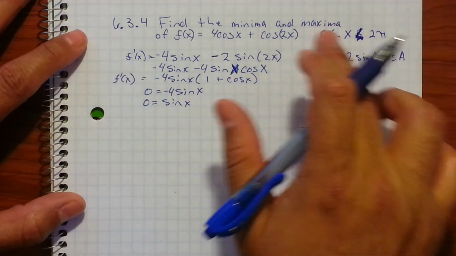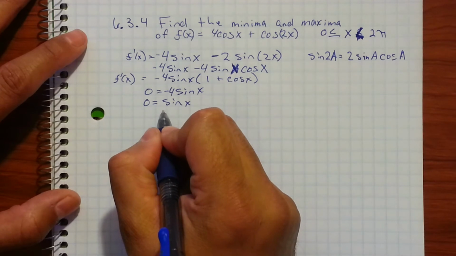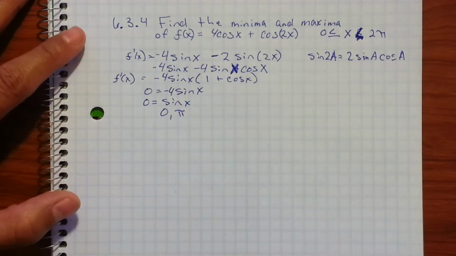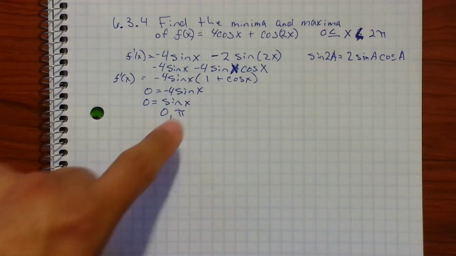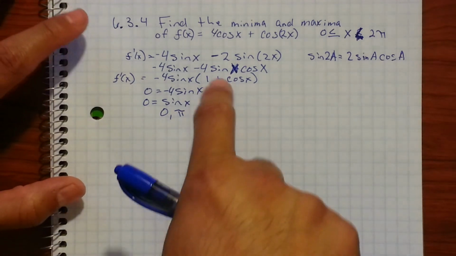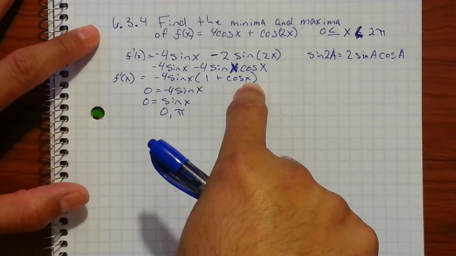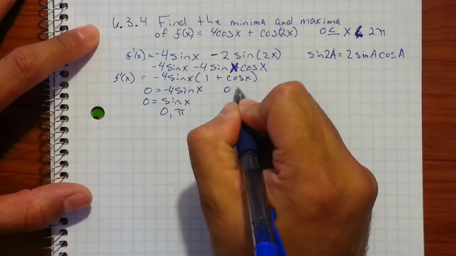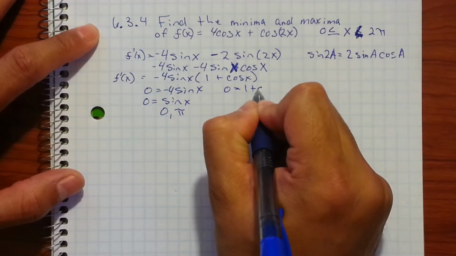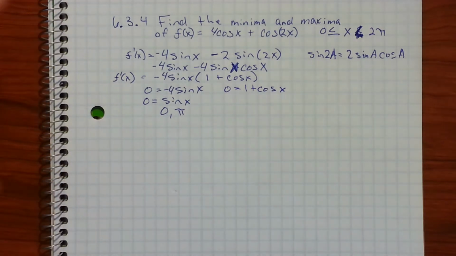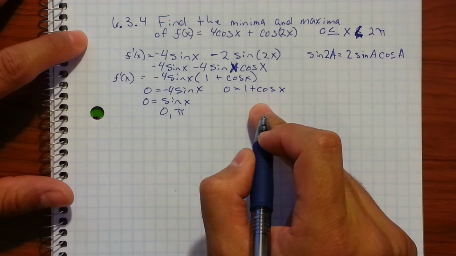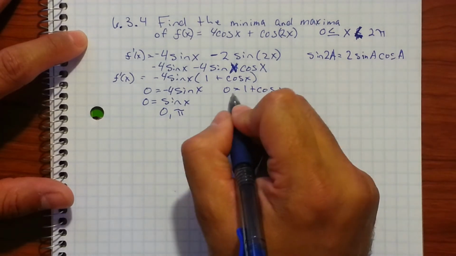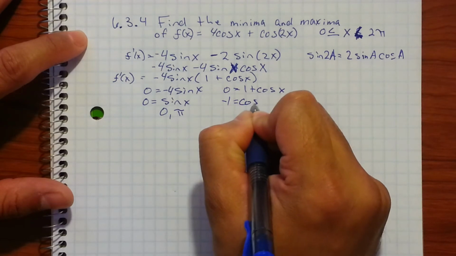So now in between all of that, this is going to be 0, and this is going to be pi right here. So both places it's allowed to be 0. I'll have sine equals 0. Now let's do the second part right here, the 1 plus cosine x. So if I get 0 equals 1 plus cosine x, okay, subtract 1 from both sides, and I should get negative 1 equals cosine x.